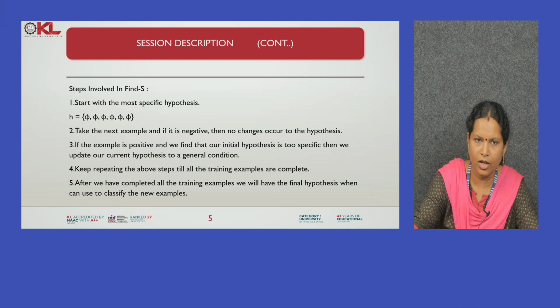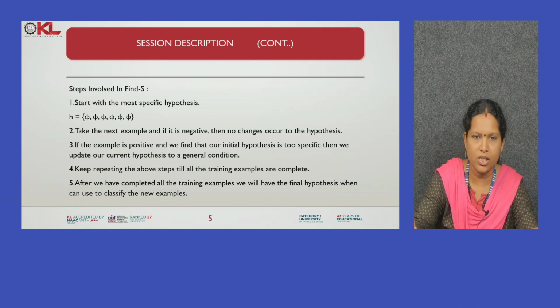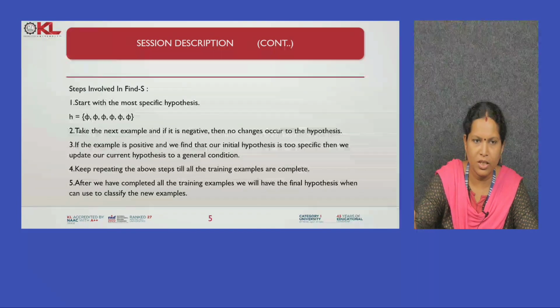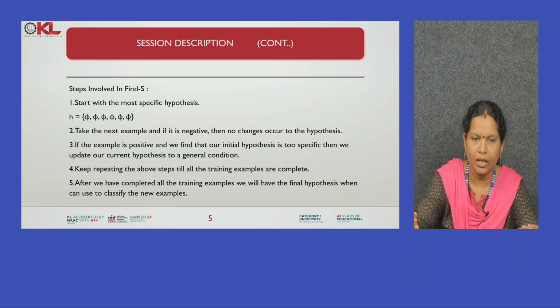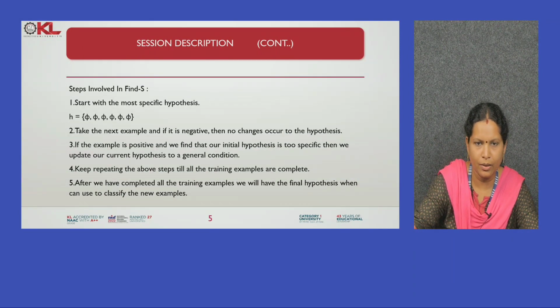First, we have to start from the most specific hypothesis into the general hypothesis, which means the pi symbol. Then take in the example. If it is a negative example, there is no need to change the hypothesis. If it is a positive example, we find the hypothesis is too specific and update the current hypothesis to a general condition.